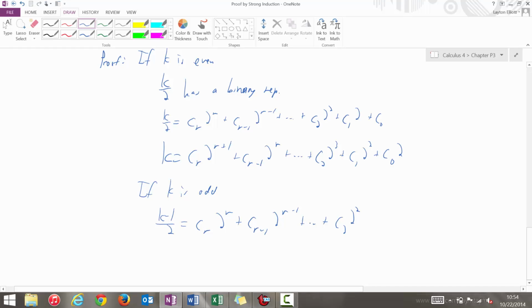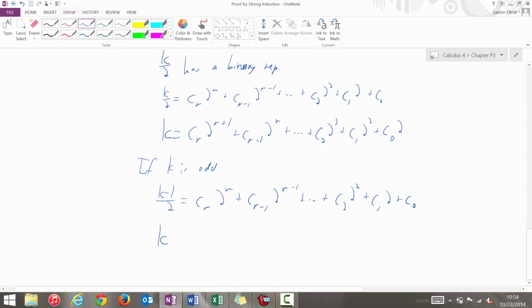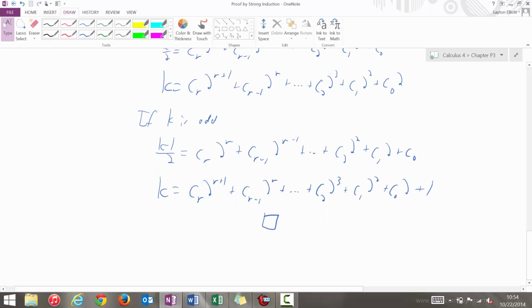And I know that that's true because k minus 1 over 2 is definitely a number contained in our inductive hypothesis. So if I solve for k, I get c sub r 2 to the r plus 1 plus c sub r minus 1 2 to the r plus c sub 2 2 cubed plus c sub 1 2 squared plus c sub 0 2 and then plus 1. So my last constant is 1. And whether k is even or odd, that's true.